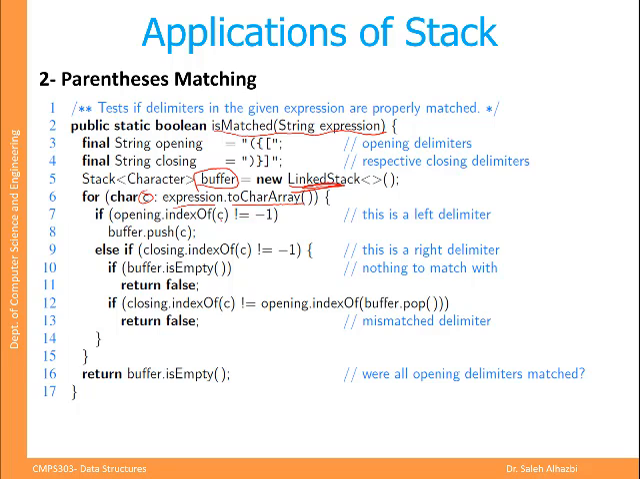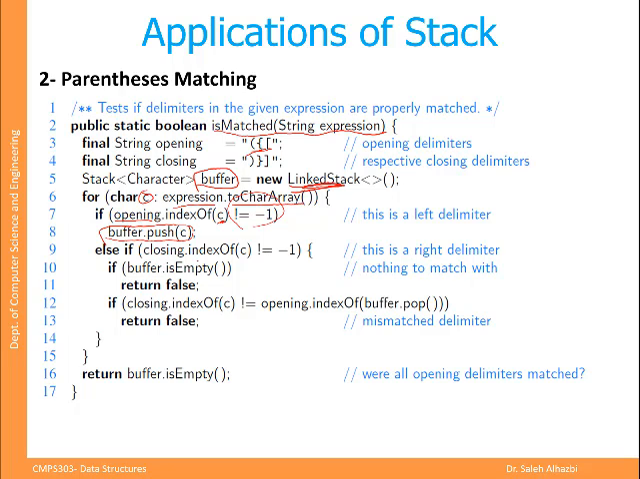We check if that character is part of the opening parentheses. We will use indexOf. So indexOf will return the index of that character in the string opening. It returns either 0 or 1 or 2, or -1 if it's not there. So if it's not -1, that means it's part of the string. We just push the character to the stack. So if we have an open parenthesis, we push it to the stack.